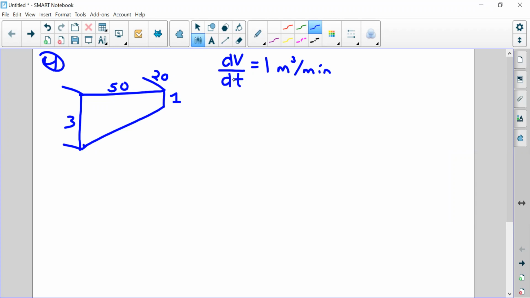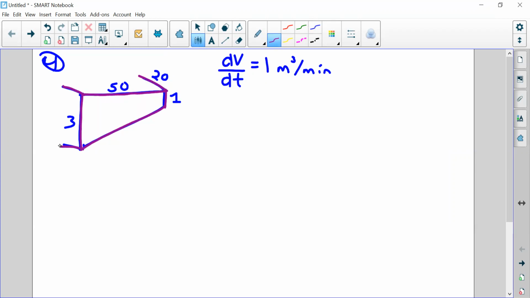How fast is the water level rising 250 minutes after it begins to fill? So I need to identify some variables on here so that I can work with this. So I probably shouldn't have used blue. I'm putting this in purple, so my water can be blue. I don't want purple water.